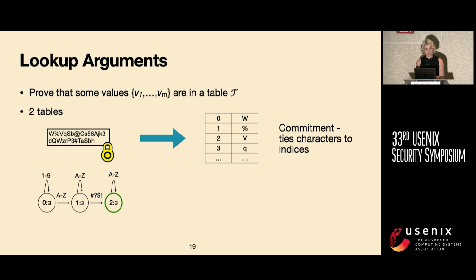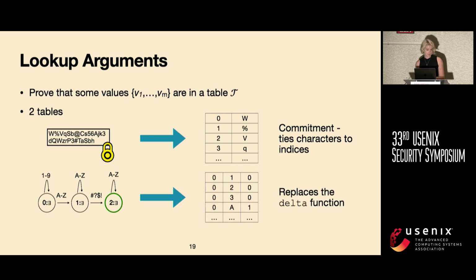The second lookup argument that we use is to represent the SAFA. And you can think of this as a table with a start state, character, and an end state. This is replacing the delta function, those cascading if statements. So what this means is when we want to prove that a transition is a valid one, we prove that we have a certain character at our current location, and then we prove that given that character and given our current state, the state we want to move to exists in the SAFA table.